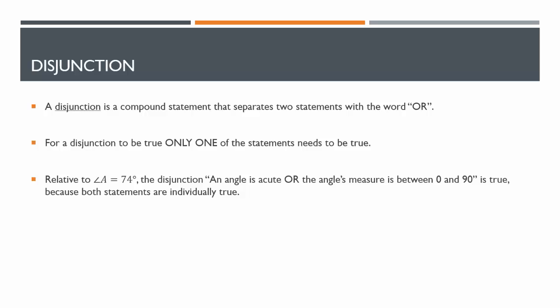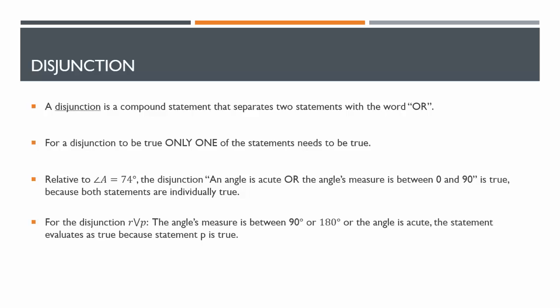If we look at the disjunction the angle's measure is between 90 degrees and 180 degrees, or the angle is acute, the statement evaluates as true because the statement the angle is acute is true. Notice that relative to A equals 74, the angle measured between 90 and 180 evaluates as false, but again, for disjunction, we only need that one statement actually be true.